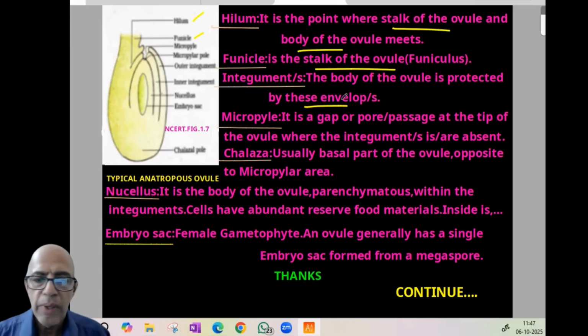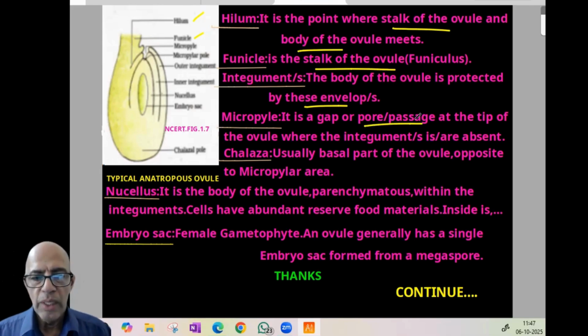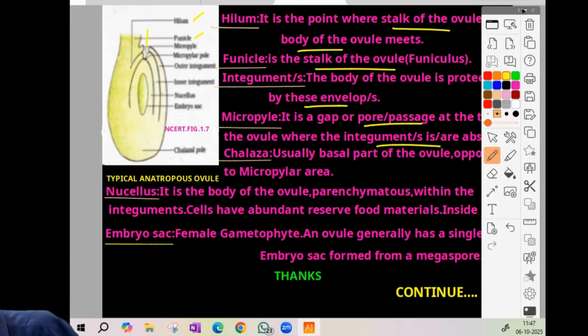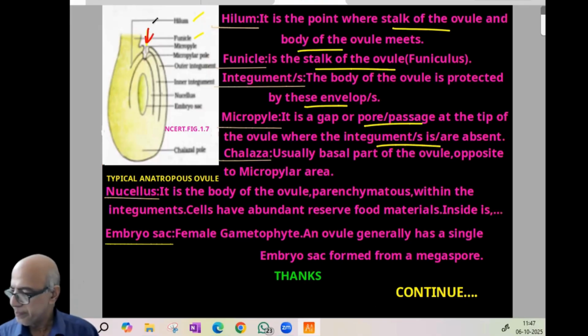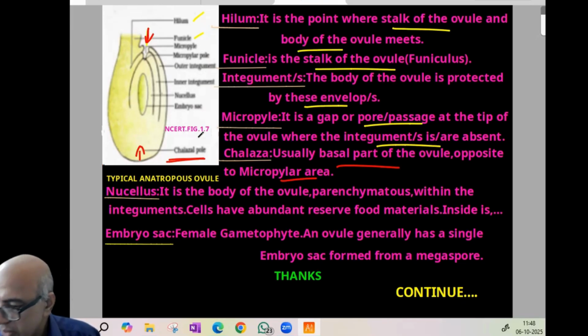And next is micropyle. Micropyle means a gap or opening. It is a gap, pore or passage at the tip of the ovule where the integuments are absent. So this is micropyle. Now comes chalaza. Chalaza is usually the basal part of the ovule. Here you can find the chalazal pole, opposite to the micropyle. This is micropyle, this is chalaza, so they are opposite. And this is a typical anatropous ovule seen in NCERT figure 1.7. It's a labeling, diagram-based theory and entrance question.